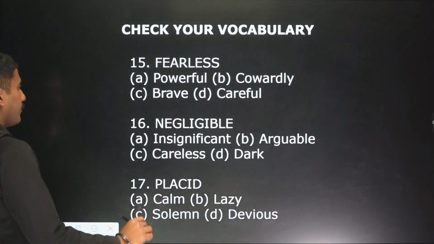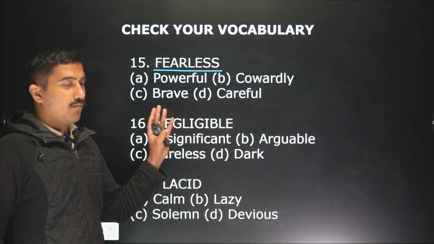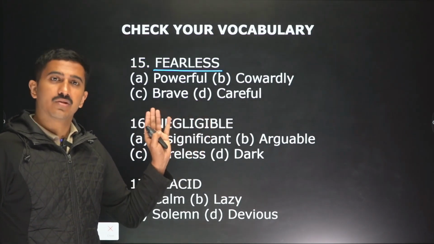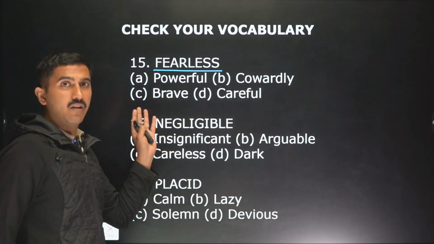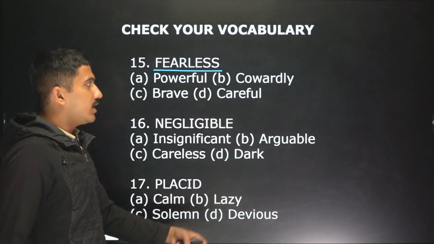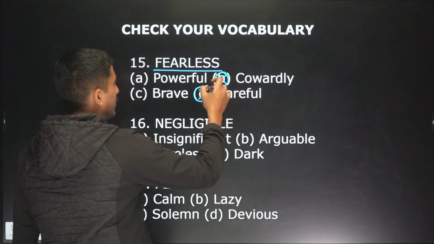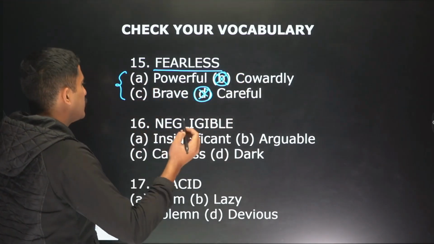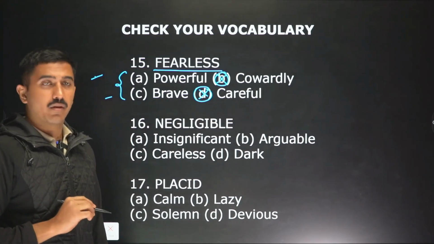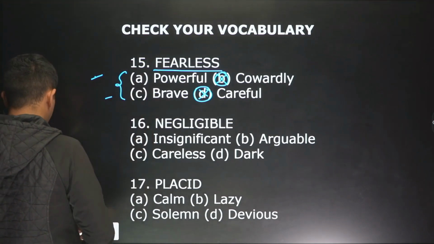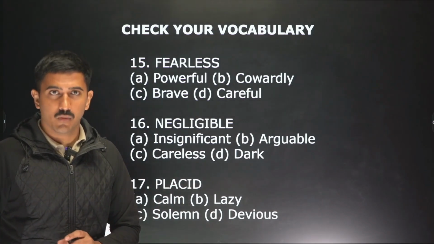The 15th word is fearless. Many students I've seen, my friends actually, have got confused in this particular question. Why is that? Because powerful people are also fearless, brave people are also fearless, right? Obviously, fearless does not mean careful, so they cross this out. They get confused between the two. Majority of people mark this, and very few people mark this. And why is that? Because they do not really put emphasis on what exactly is being asked: what is the word nearest to the meaning of the word?